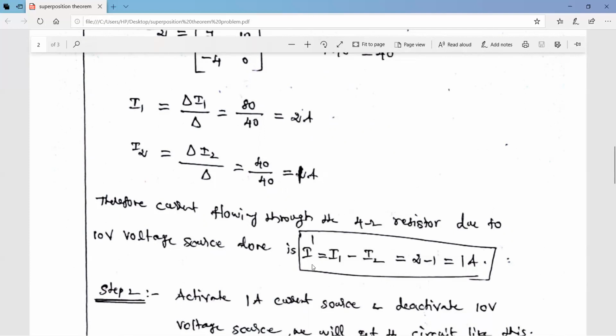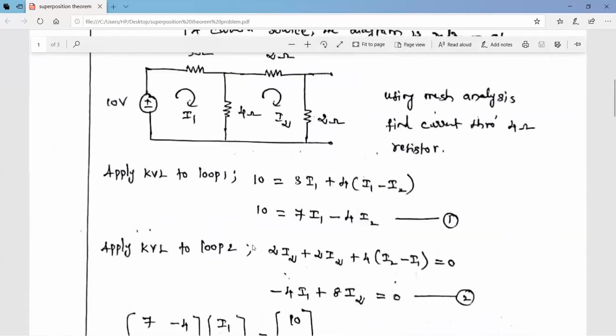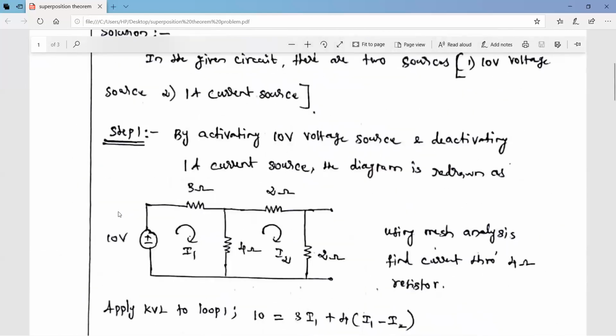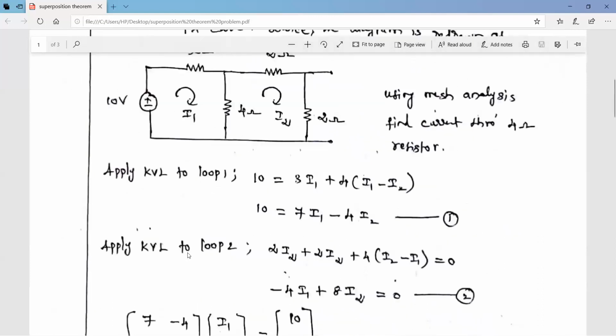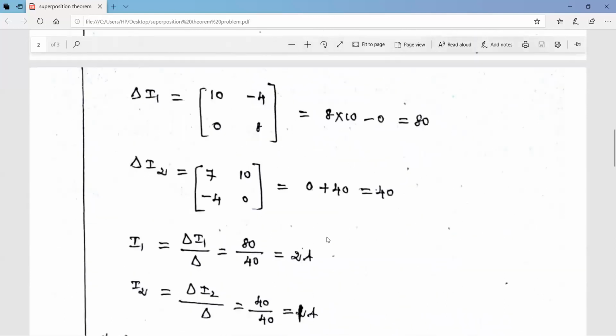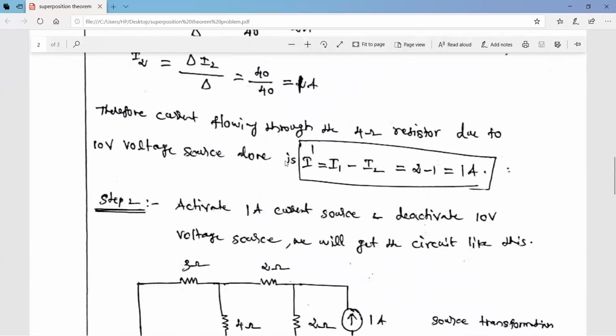So this 1 amp you just consider as I dash. What is I dash? I dash is the current flowing through the 4 ohm resistor due to the 10 volt voltage source alone. So this one we calculated. This is step number 1.